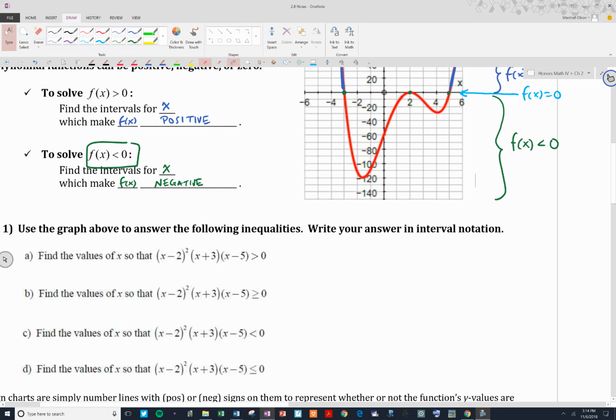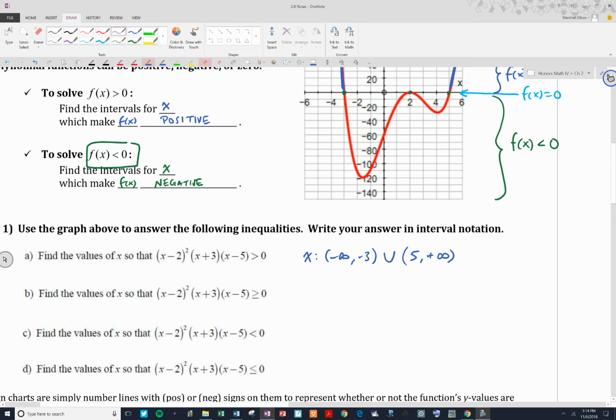So we can answer any of these four questions that we see in number 1 here. It says use the graph above to answer these following inequalities. We're going to give all of our answers in interval notation. We should be used to that by now. All right, so where is this thing greater than 0? Well, it's greater than 0 for x values from -infinity up until -3, and then again from 5 to positive infinity. That is where the function is positive.